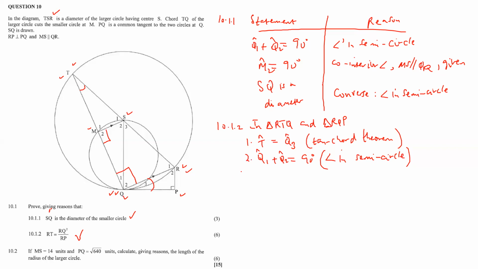Moreover, angle Q1 plus Q2 is equal to angle P. So you make the observation here that angle Q1 plus Q2 is equal to angle P. Why is that the case? We observe that angle Q1 plus angle P is equal to 90 degrees, because obviously they are both equal to 90 degrees.